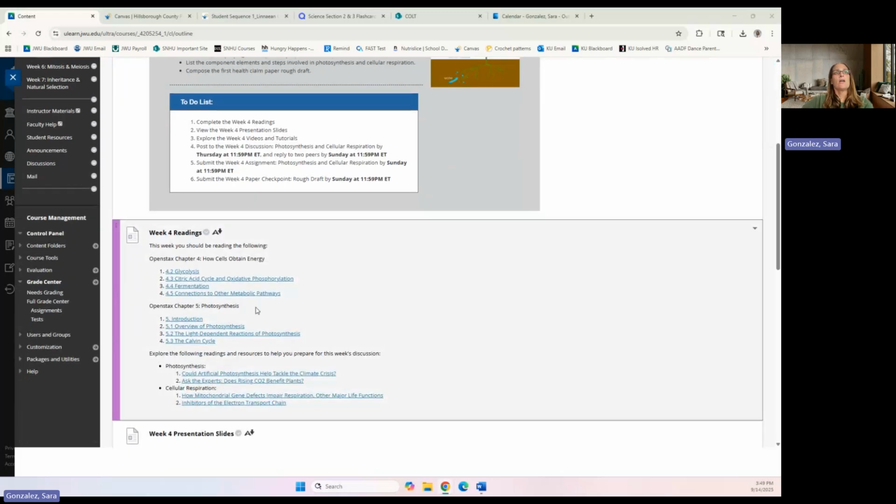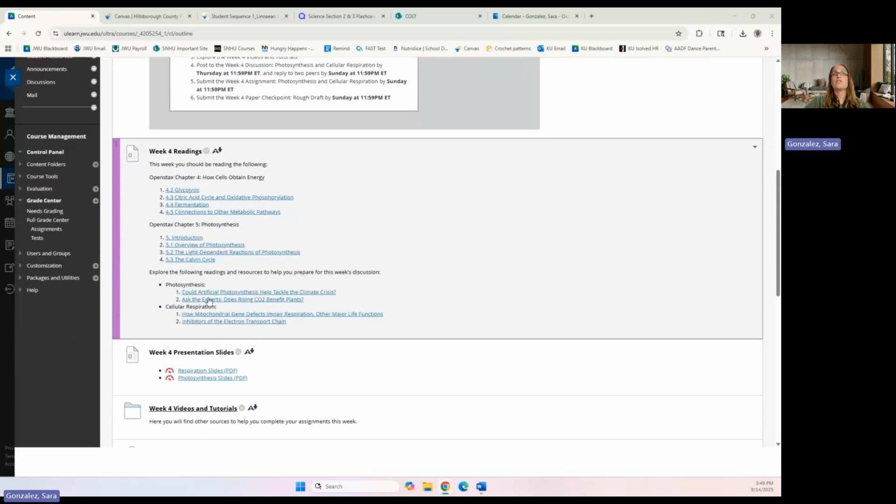So the readings this week, quite a bit of readings. So just make sure that you pace out your time here. Some sections here in chapter 4, looking at the citric acid cycle, glycolysis. Chapter 5 is just basically an overview of photosynthesis and some of the light-dependent reactions of photosynthesis, as well as the Calvin cycle. There's also some further readings and resources, and this will help you for your discussion assignment, as well as your other assignments, specifically targeting photosynthesis and cellular respiration.